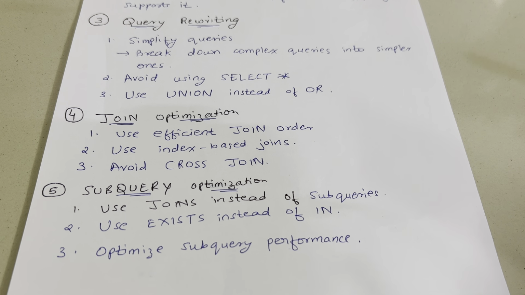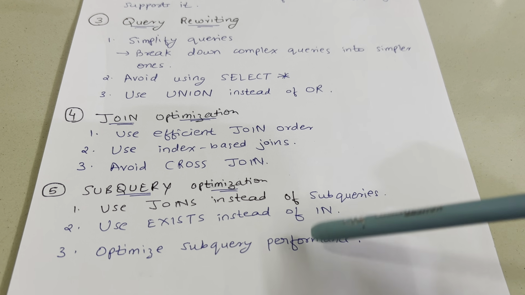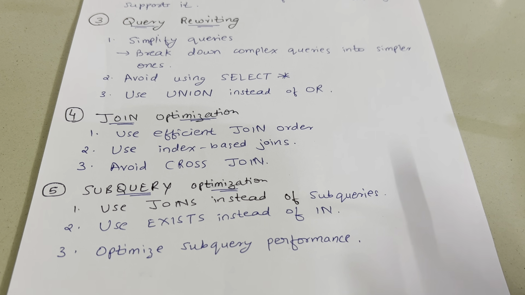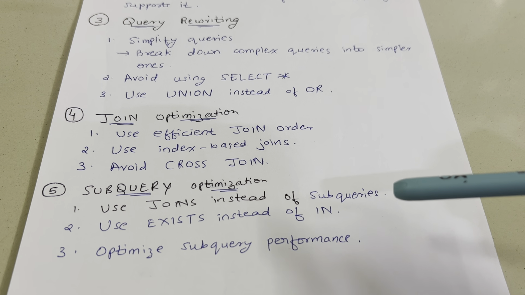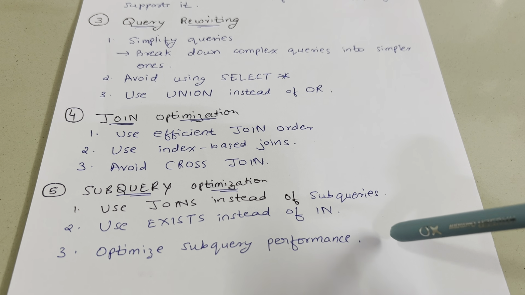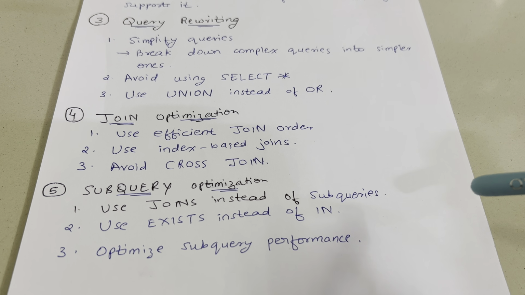Number 5, query optimization. Use joins instead of subqueries. Joins improve the speed of your query. Subqueries will slow down your query. Use EXISTS instead of IN. Again, EXISTS will improve the speed of your query most of the time. Third, optimize subquery performance, which means create indexes on the columns that are being used in the subquery.